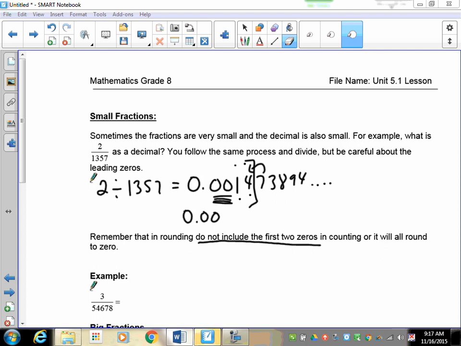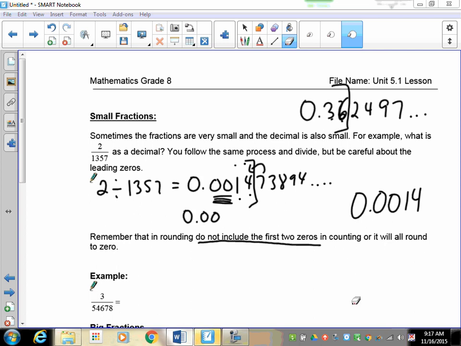I guess I should put over here 0.0014. Now if I did another one that had like 0.362497, then your cutoff would just be right here, first 2 non-zeros, and that's going to give me 0.36. Let's try the next one.